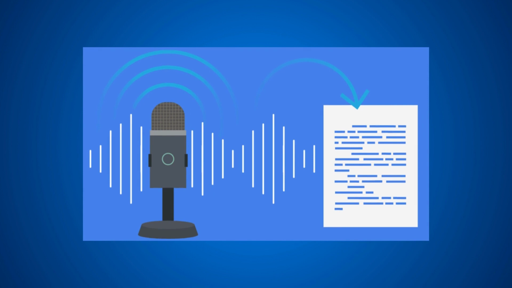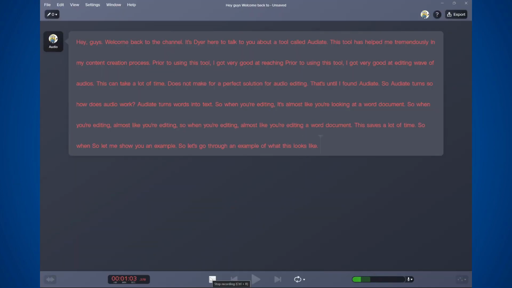So how does Audiate work? Audiate turns words into text. So when you're editing, it's almost like you're editing a Word document. This saves a lot of time. So let's go through an example of what this looks like. So you see that everything that I've said so far in this video was initially recorded with Audiate.